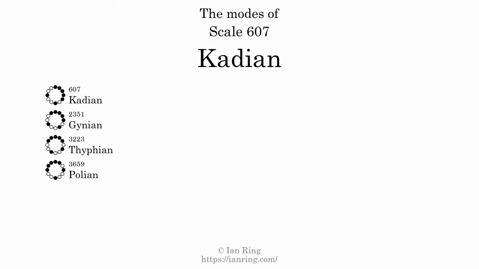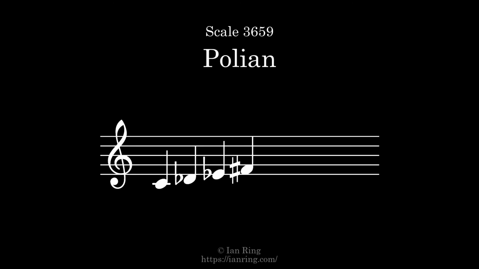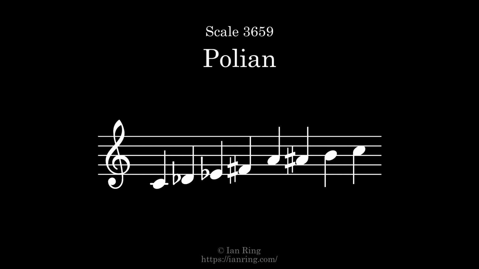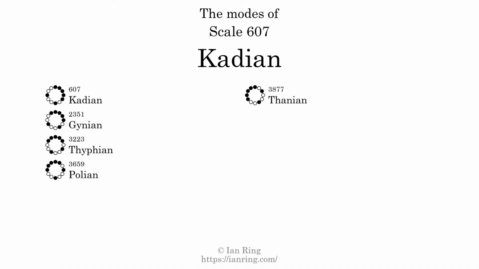The fourth mode is scale 3659, also known as Polian. It sounds like this. The fifth mode is scale 3877, also known as Thanian. It sounds like this.